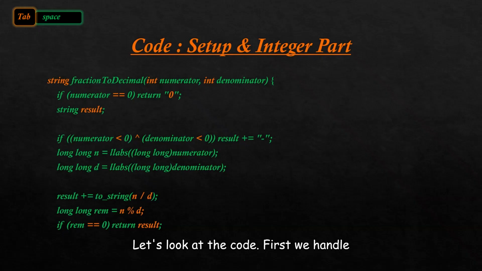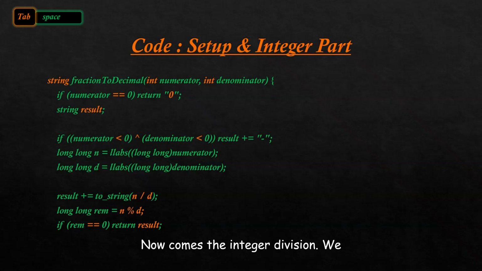Let's look at the code. First, we handle edge cases. If the numerator is 0, return 0. Next, we decide the sign. If one is negative and the other is positive, we add a minus sign to the result. Then we convert both numbers into their absolute long equivalents. This protects us from overflow in cases like dividing negative 2 billion by 1.